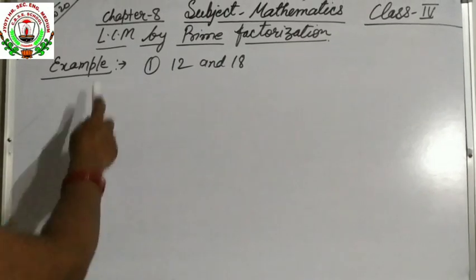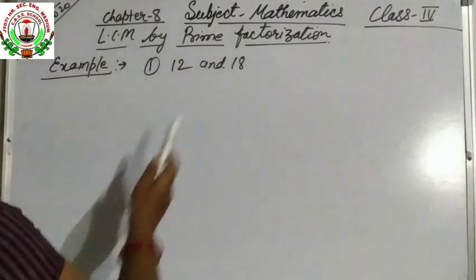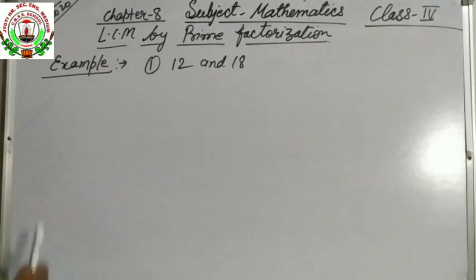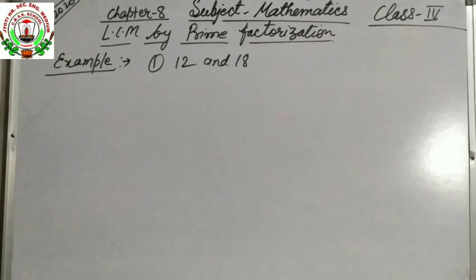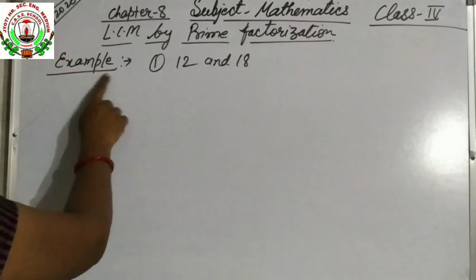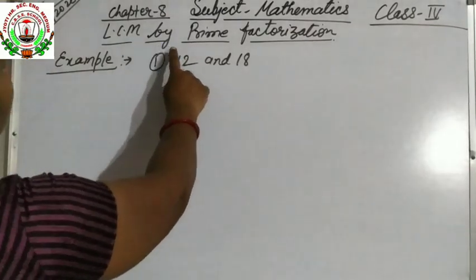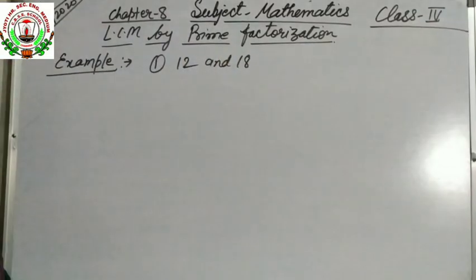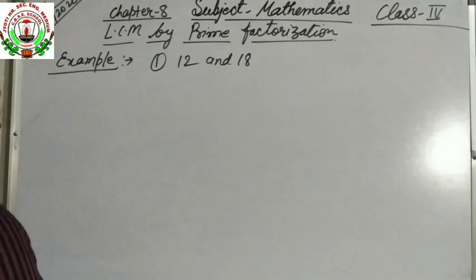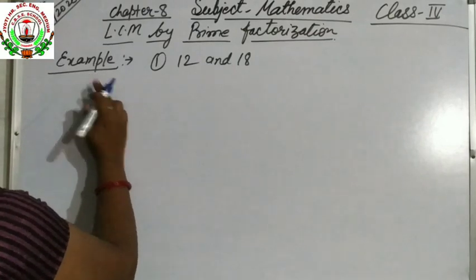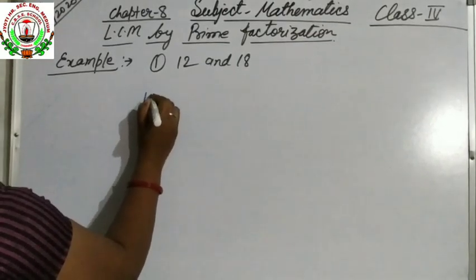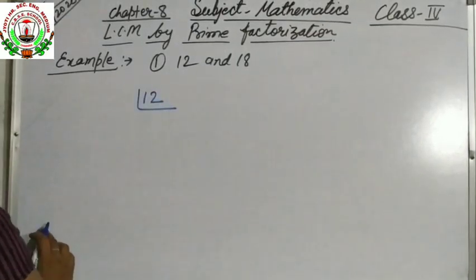Today we will see LCM by prime factorization method. What is LCM? LCM means lowest common multiple. Now today, by seeing this example, we will know how to find out the LCM by prime factorization method. First, question number 1 is 12 and 18. It is your example. So I am just explaining this example.